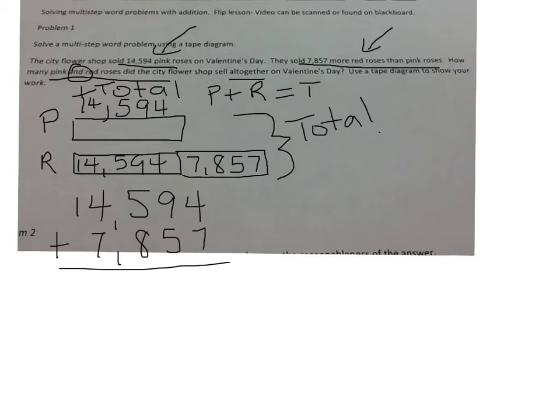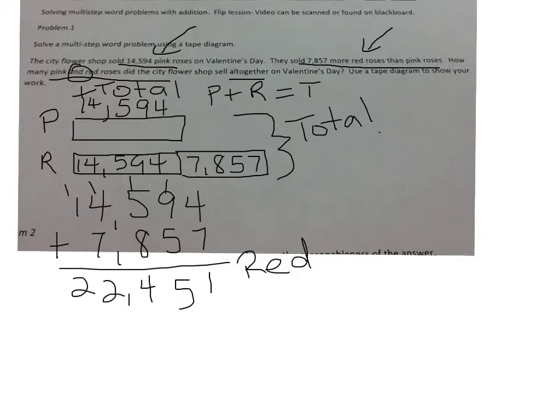So 4 plus 7 is 11. Carry our 1. 1 plus 9 is 10. Plus 5 is 15. Carry our 1. 1 plus 8 is 9. Plus 5 is 14. 1 plus 4 plus 7. 1 plus 7 is 8. 8 plus 4 is 12. Carry. 1 plus 1 is 2. So we have 22,451. That is my red roses. I'm always going to make sure that I am labeling everything.